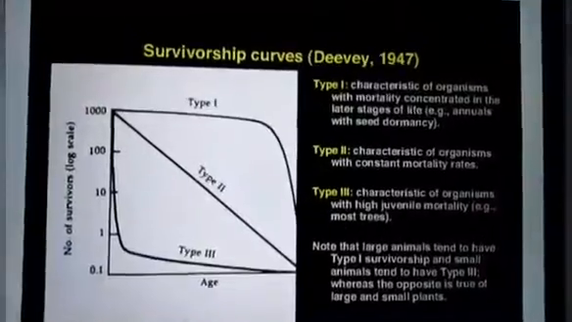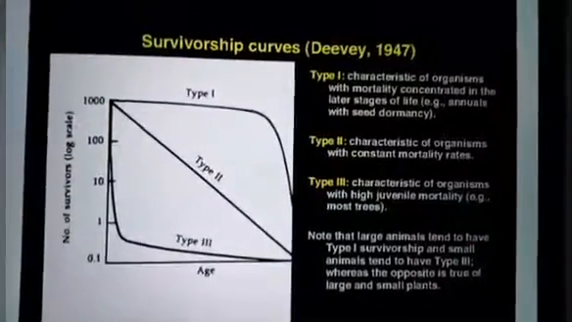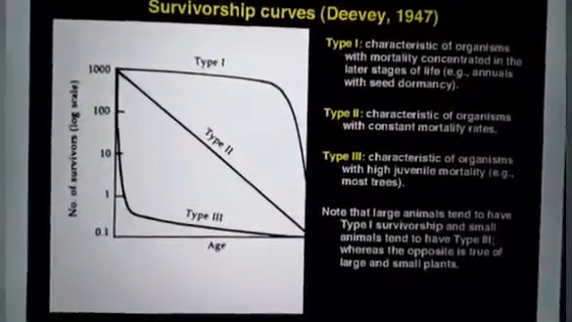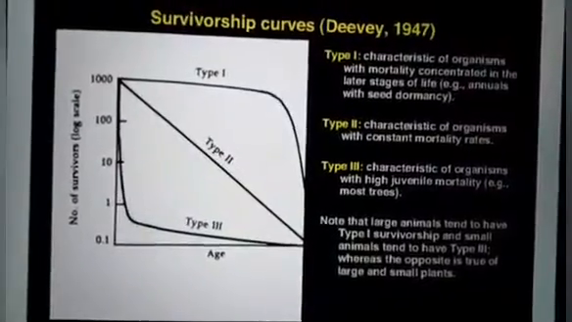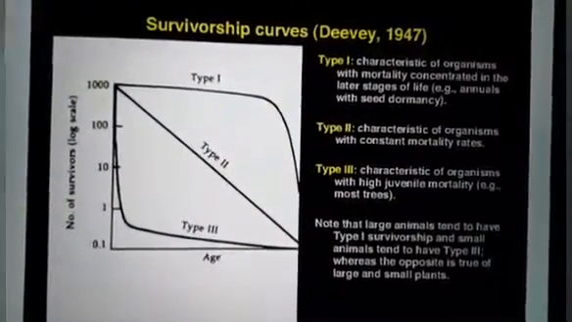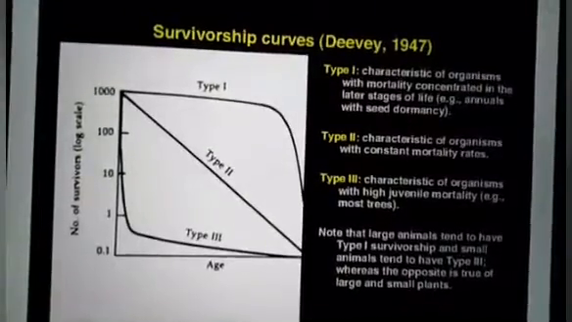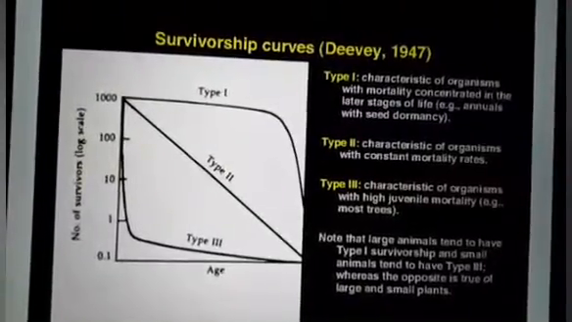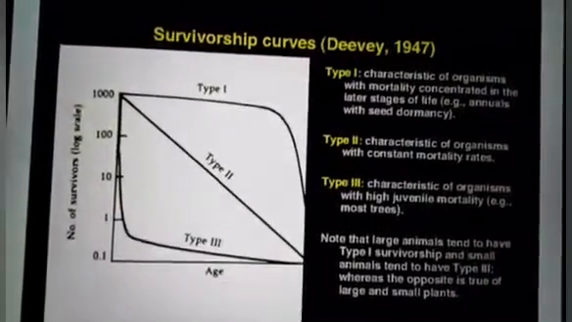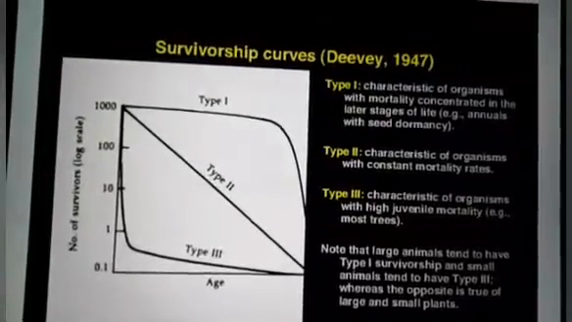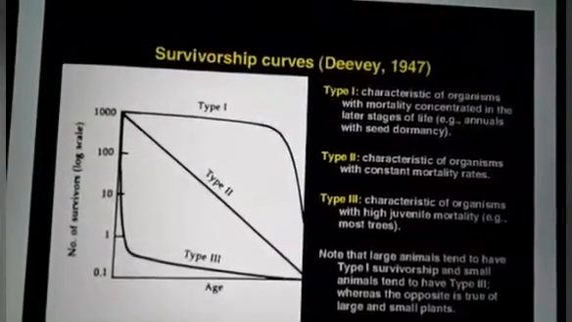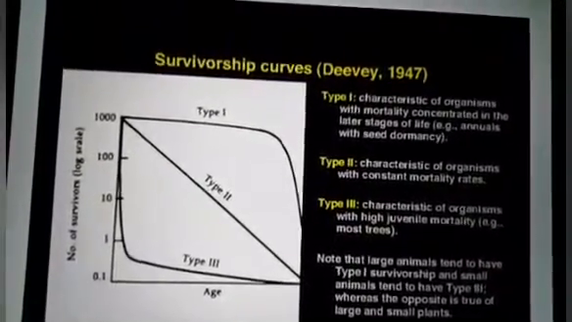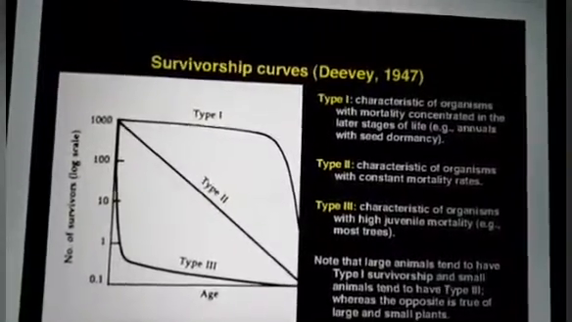And then we have the survivorship curves, which you also need to be familiar with from your second year classes on Bio 2542. So type 1, these are the characteristics of organisms with the mortality rate concentrated in the later stage of their lives. So plants such as the annuals with seed dormancy. And then the type 2, the characteristics of organisms with constant mortality rates. And then type 3, the characteristics of organisms with high juvenile mortalities. For example, most of the trees.